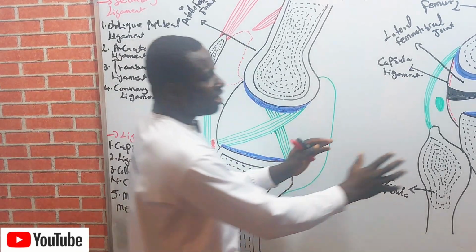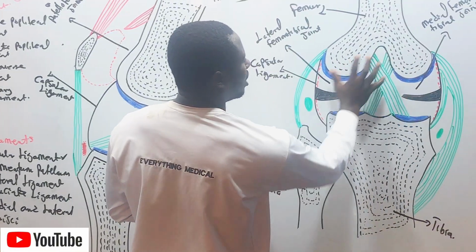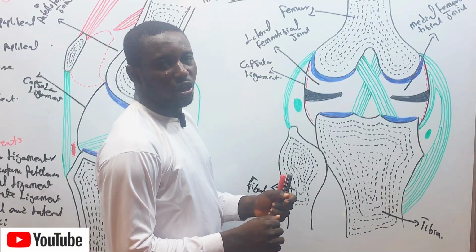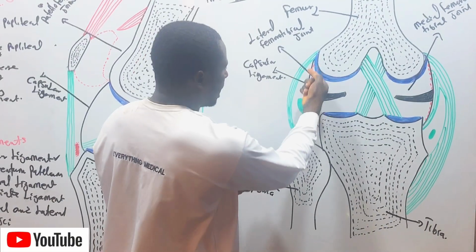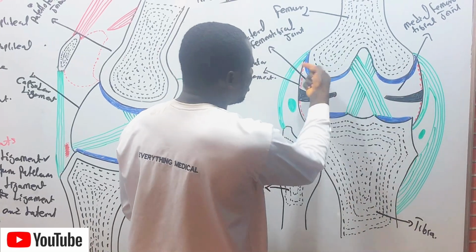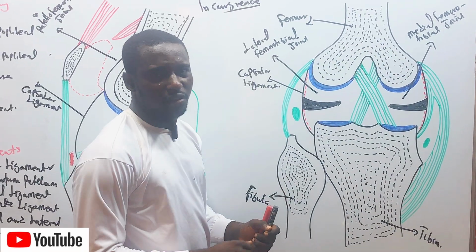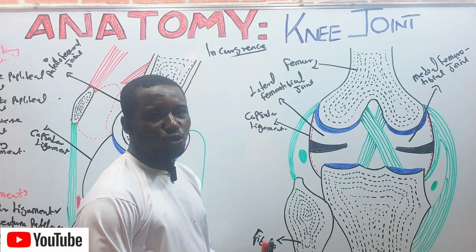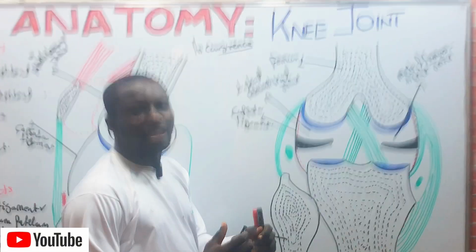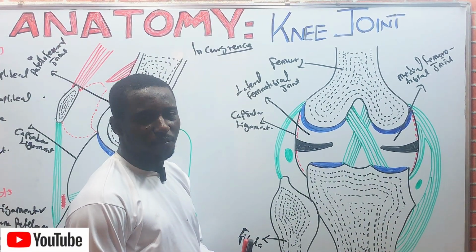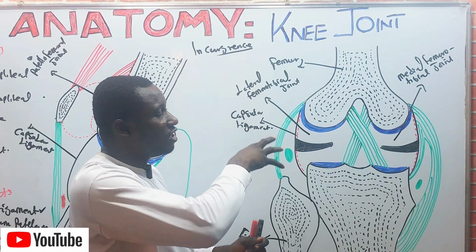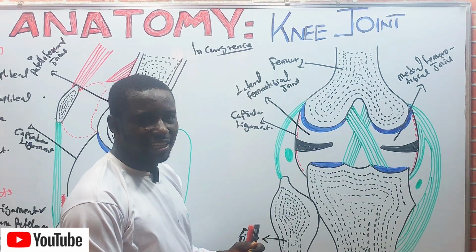As I've showed you, it encloses all the structures of the knee joint. Look at the capsular ligament. It encloses these internal structures of the knee joint, so that it actually maintains its stability. You get? Because it encloses those structures on the inside.